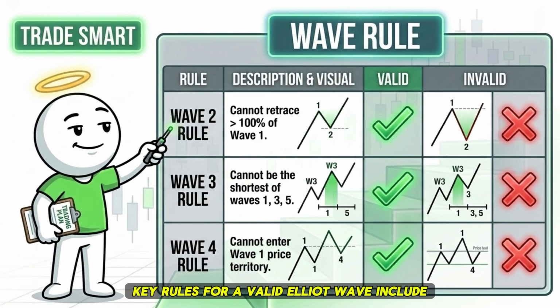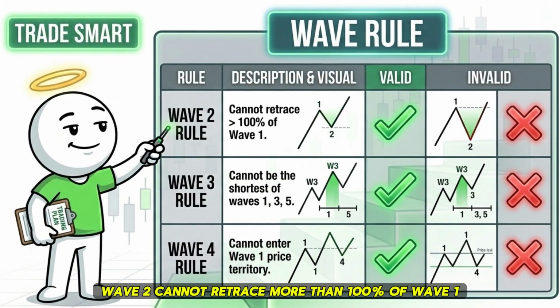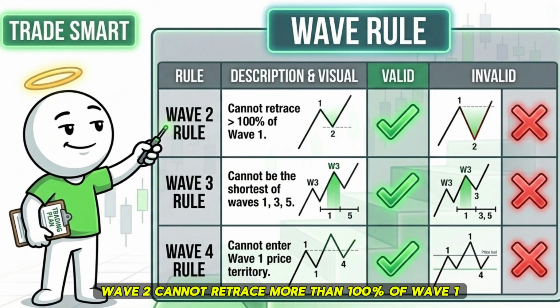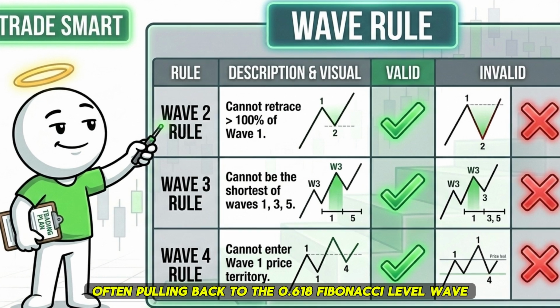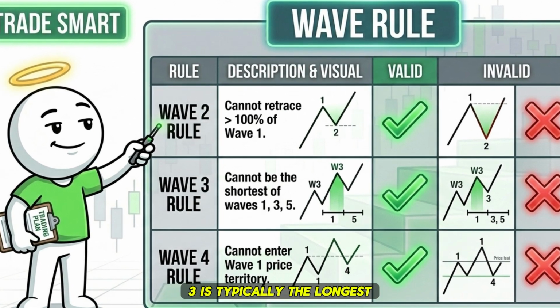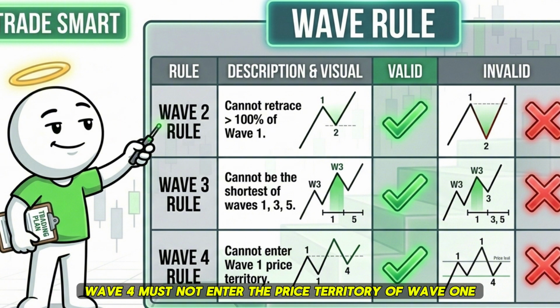Key rules for a valid Elliott wave include: Wave 2 cannot retrace more than 100% of Wave 1, often pulling back to the 0.618 Fibonacci level. Wave 3 is typically the longest and never the shortest among waves 1, 3, and 5. Wave 4 must not enter the price territory of Wave 1, often pulling back to the 0.382 Fibonacci level.